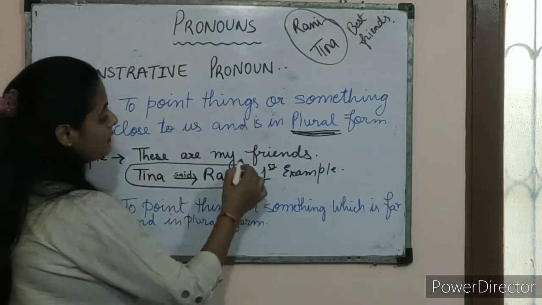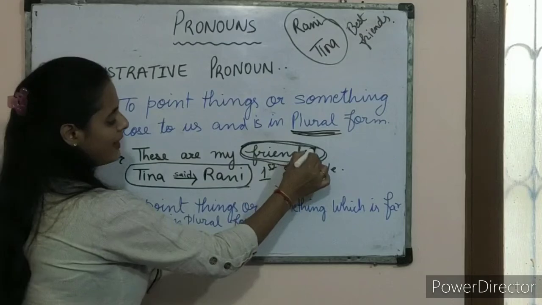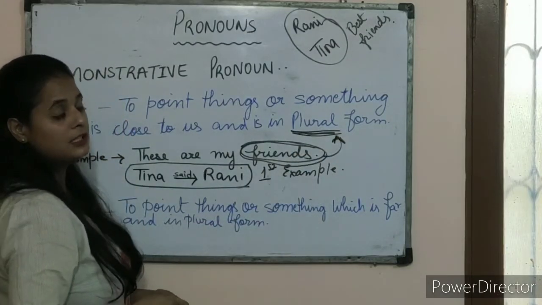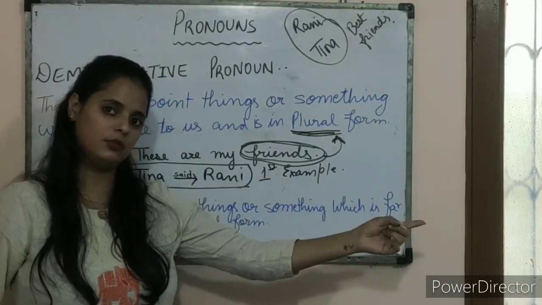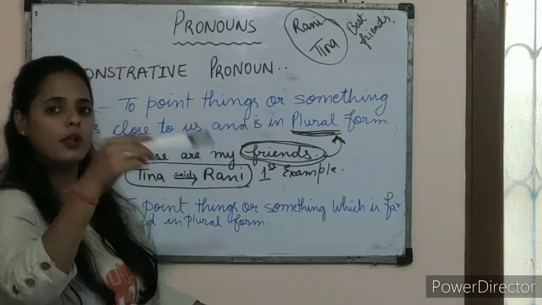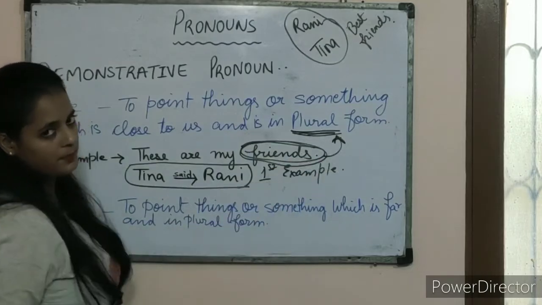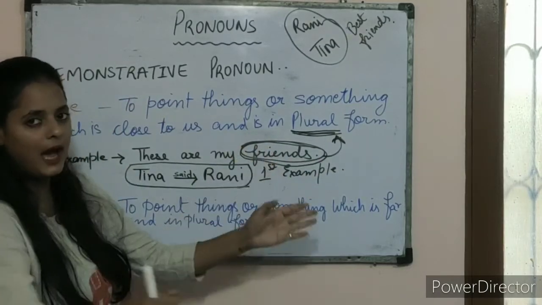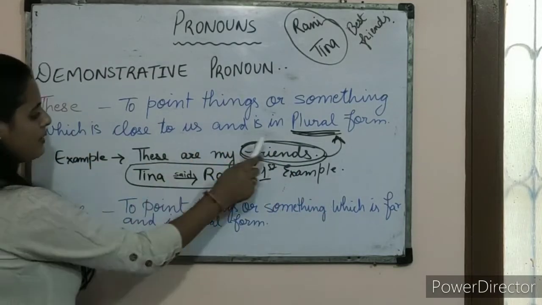So here the word friends. Again, students, please see this. Friends is of course the plural form. In case Tina would have answered about one friend, she would have said she is my friend or this is my friend. But here the word friends itself shows that they are in the plural form. Okay. So these are my friends.